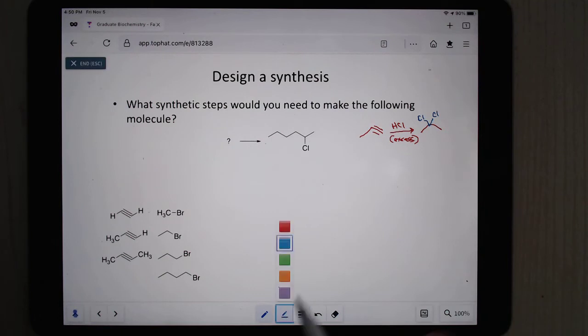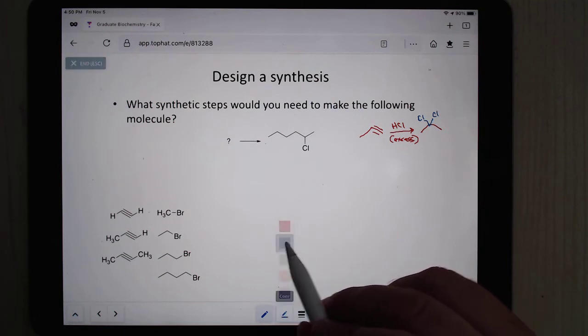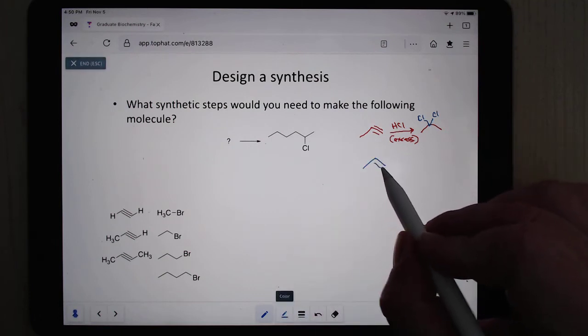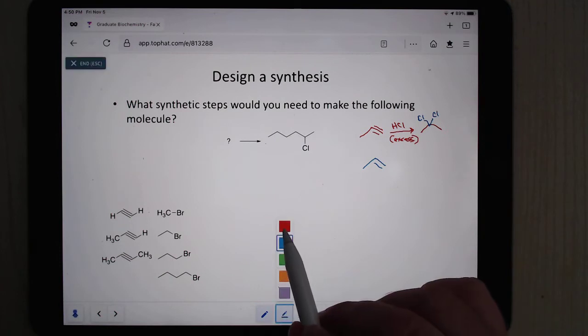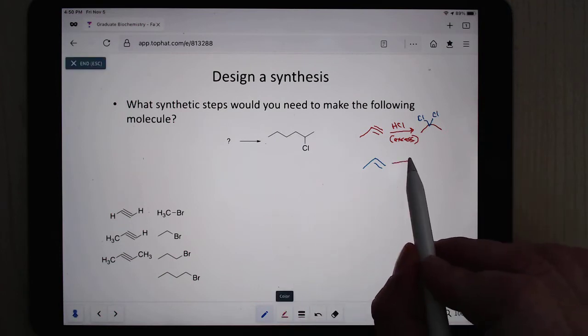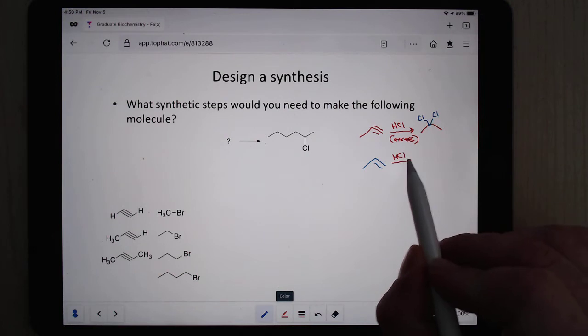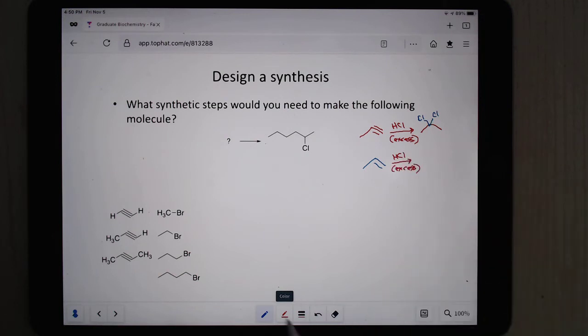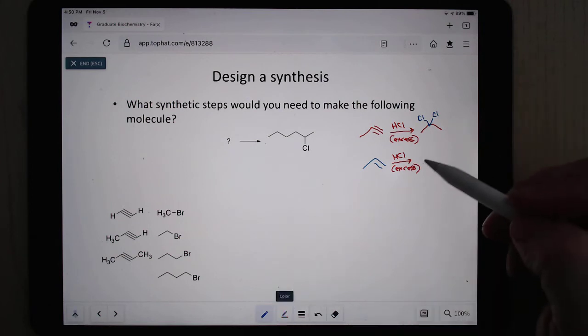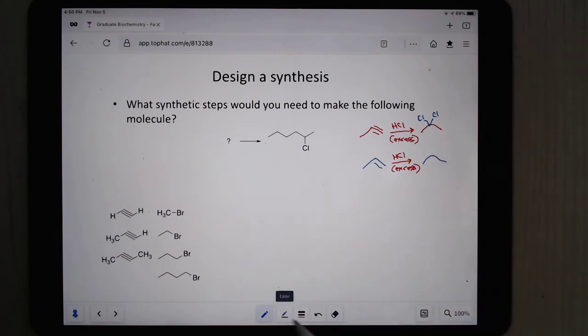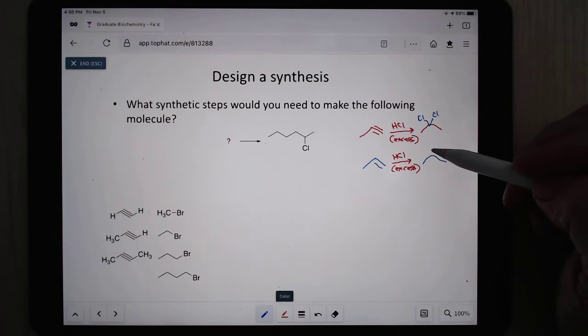So the easier way of doing that is to go through the double bond, and HCl in excess. So for this one, we only end up adding 1 chlorine.